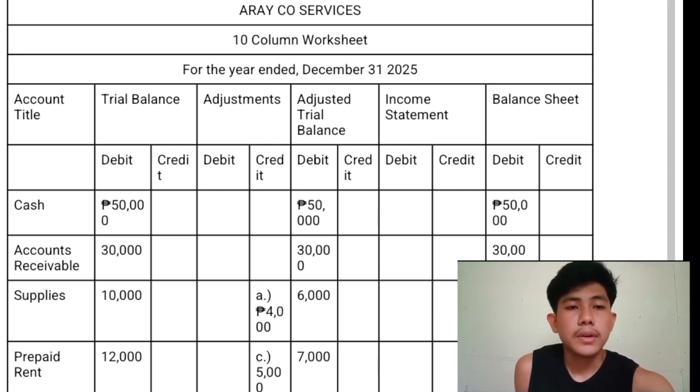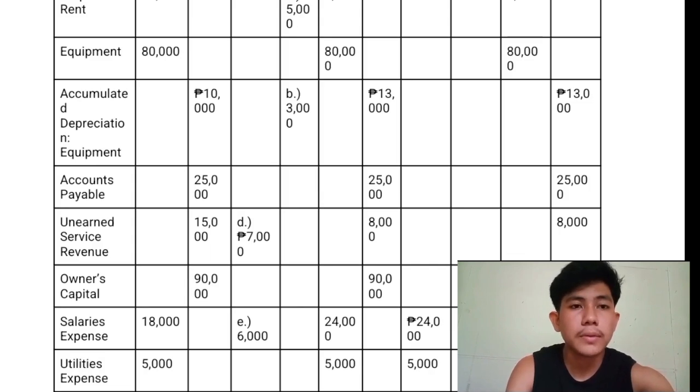So we have here in our unadjusted trial balance, in our supplies, 10,000 debit, and the adjustments are 4,000 credit. So we are going to subtract the two because they have opposite columns. The bigger value is in debit, so we're going to put the amount on the debit side of the adjusted trial balance and apply this rule and so on and so forth.